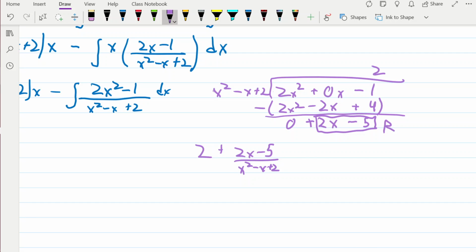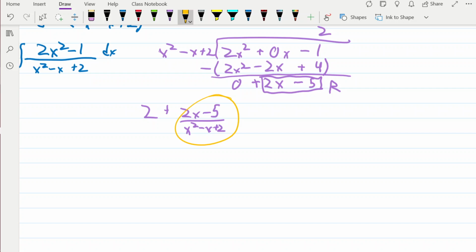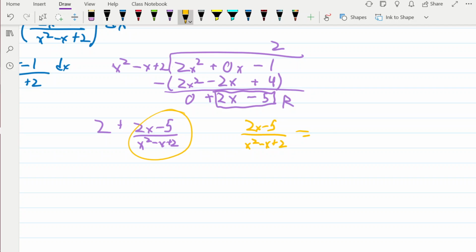Okay, and then from there we're going to have to take a partial fraction of this. Since we cannot factor out anything on the bottom, it's going to be 2x minus 5 over x squared minus x plus 2, and that'll be equal to ax plus b over x squared minus x plus 2. If we just cancel out the denominator, we get 2x minus 5 equals ax plus b.